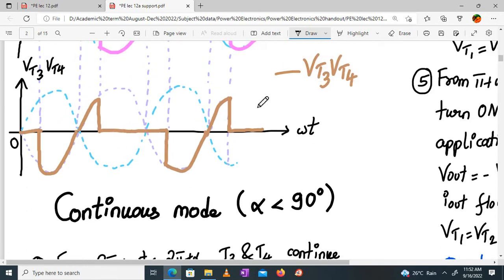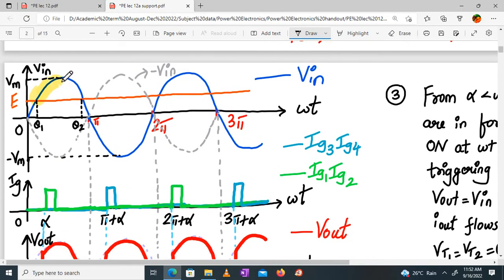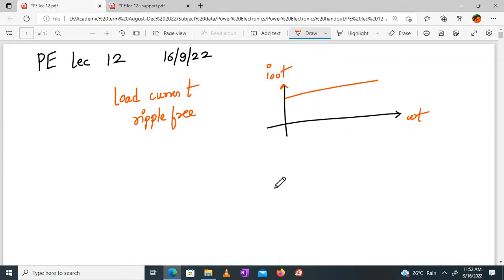And this is for alpha less than 90. What do you mean by alpha less than 90? This 90 degrees is the peak, and before that is less than 90. There is an operation with alpha greater than 90 also. Are you following?